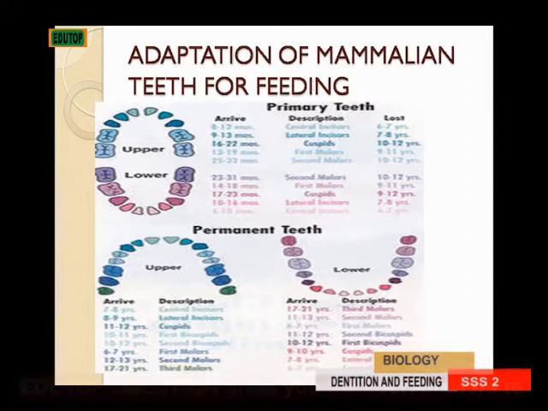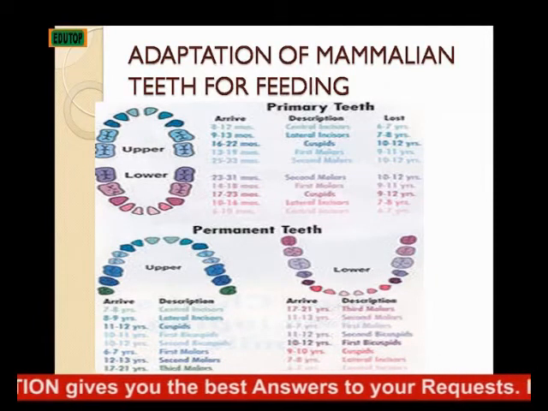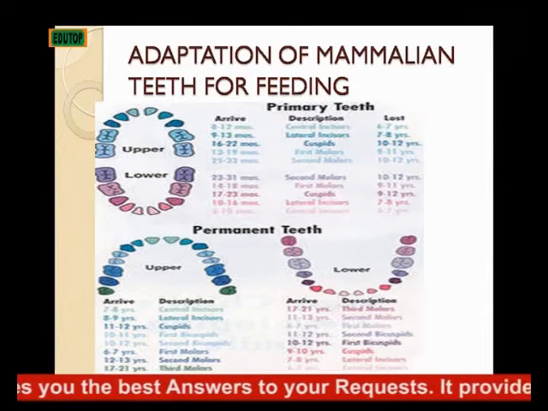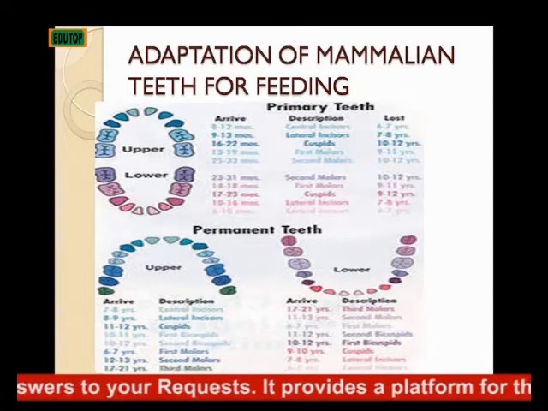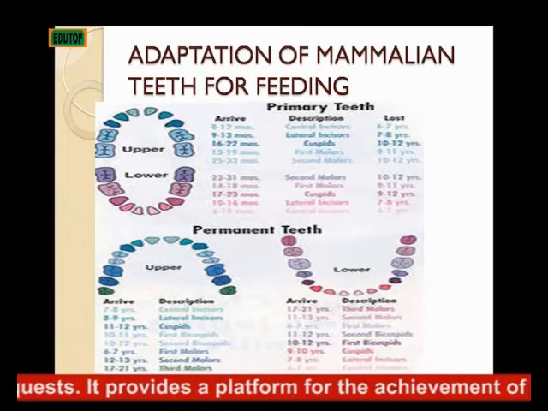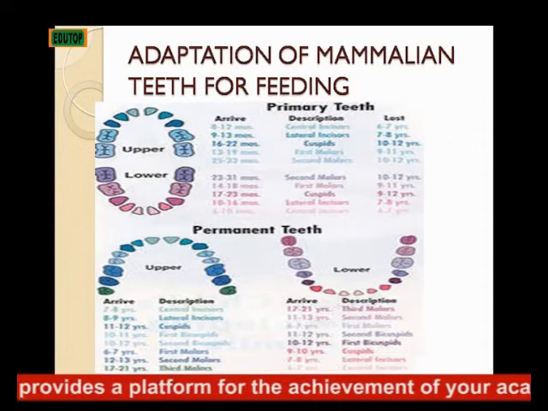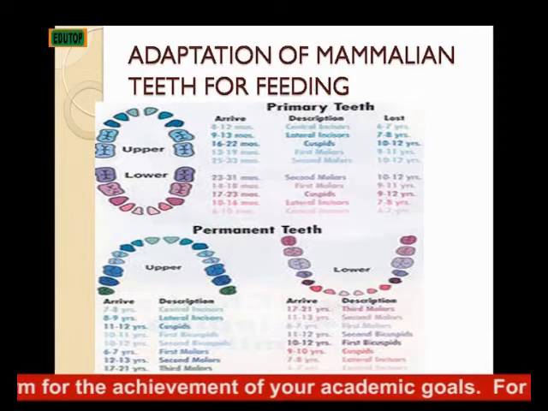Now look at this. This is a diagrammatic representation of what I've just explained. We have the milk teeth. You can see the milk teeth, the upper jaw, the lower jaw. Then these are the permanent teeth. You see the various colors representing each type of teeth, both in the upper and in the lower jaw.